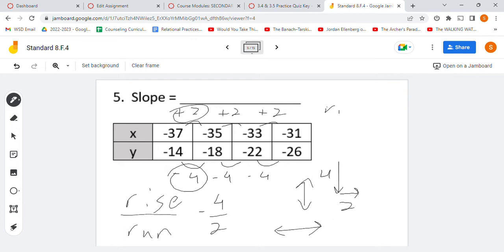Now we can simplify that. Negative 4 divided by 2 is the same as negative 2 divided by 1. So you could write it this way, negative 2 divided by 1, or just as negative 2. Either one of those would be acceptable. This is also acceptable, but I would encourage you to reduce your fractions when possible.